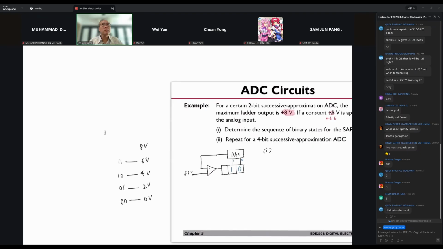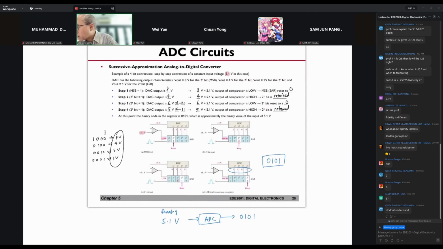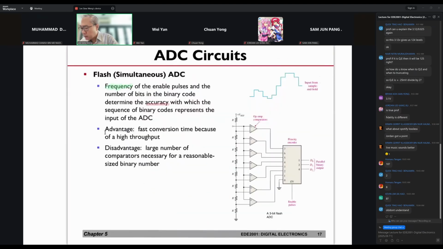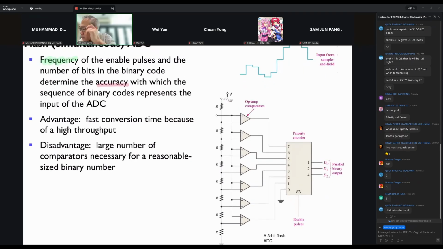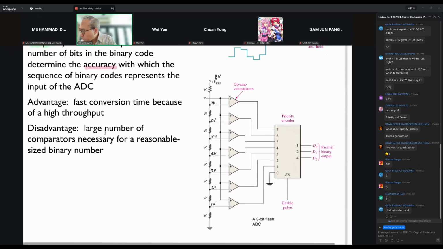Let's go back to that page whereby you can see the ladder. Can you all see this? Let me write down an example. This one 8 volt. Then remember here is 7 volt, 6 volt, 5 volt, 4 volt, 3 volt, 2 volt, and 1 volt. So correspondingly, this is 0, 0, 0. This is 0, 0, 1. Then this is 1, 1, 1.